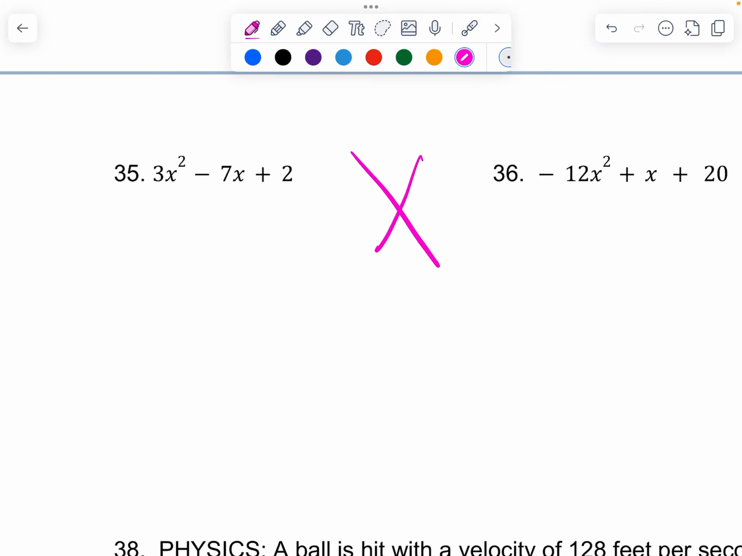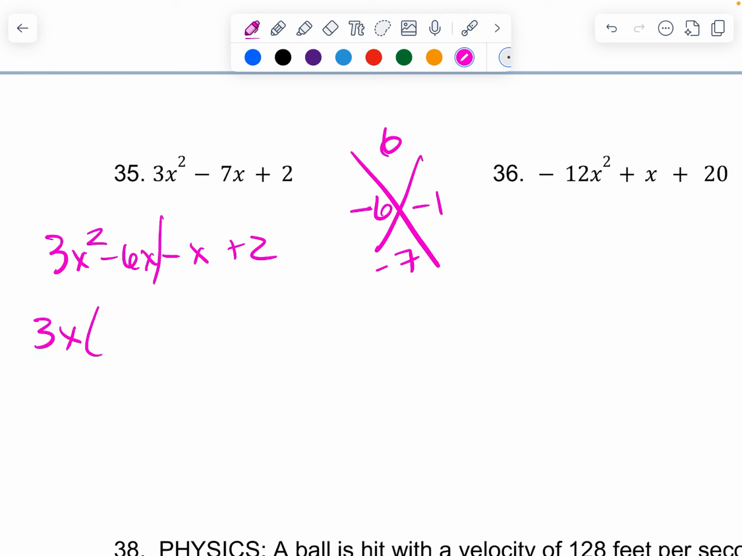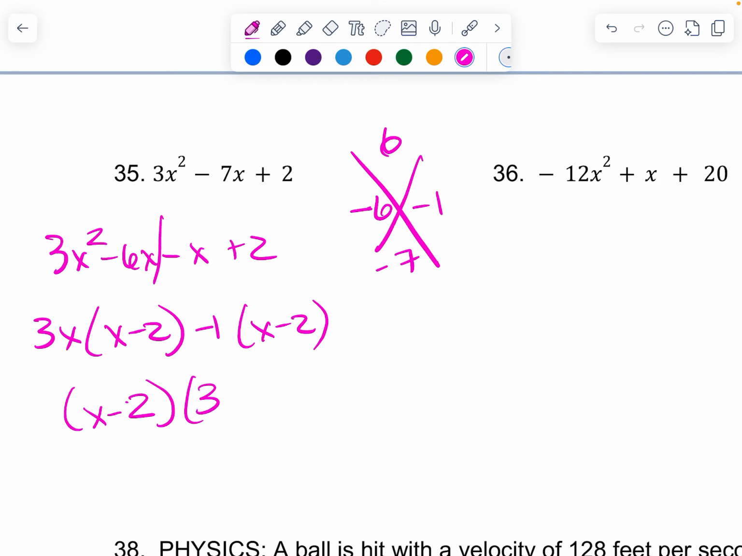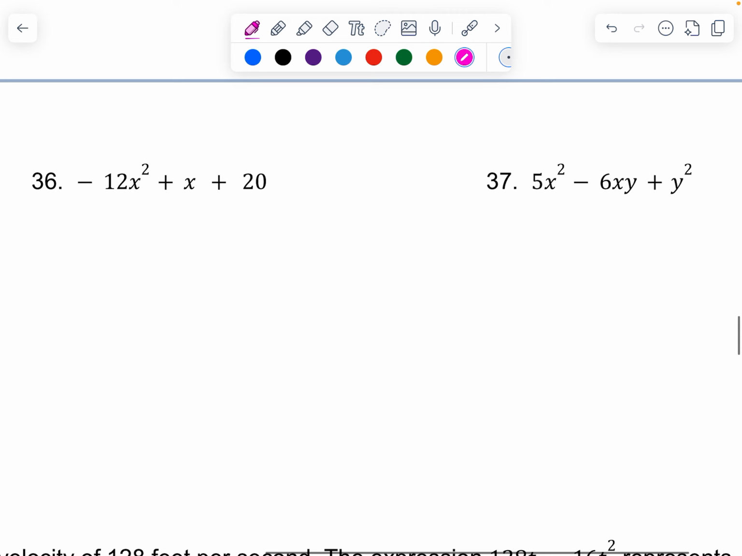Okay, what are the factors of 6 that add to negative 7? That would be negative 6 and negative 1. 3x squared minus 6x minus x plus 2. Take out a 3x, I get x minus 2. I take out a negative 1, I get x minus 2. So I get x minus 2 times 3x minus 1. Ooh, this is a negative out front, so we are going to factor that out.